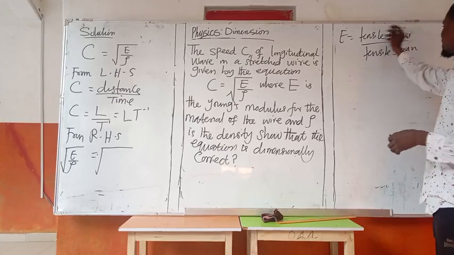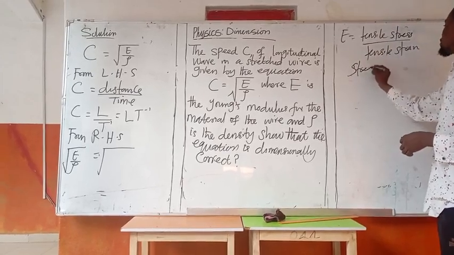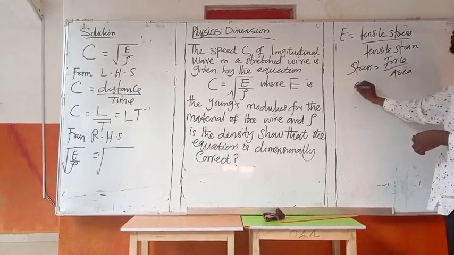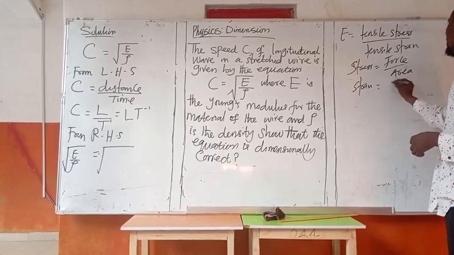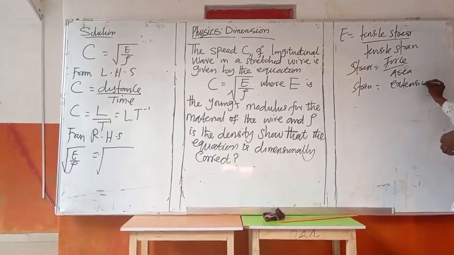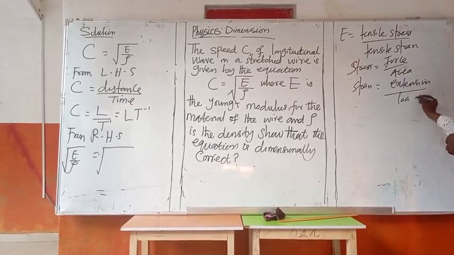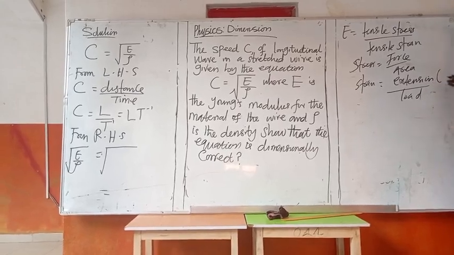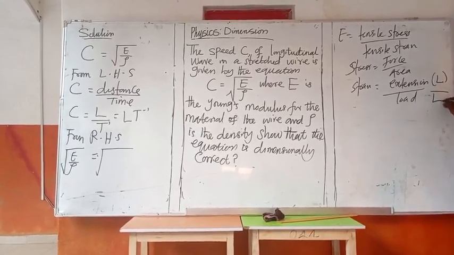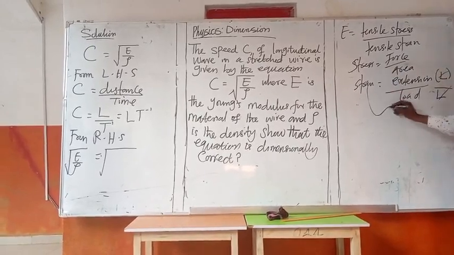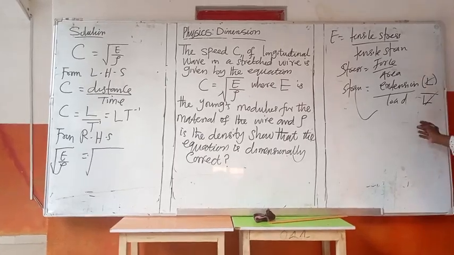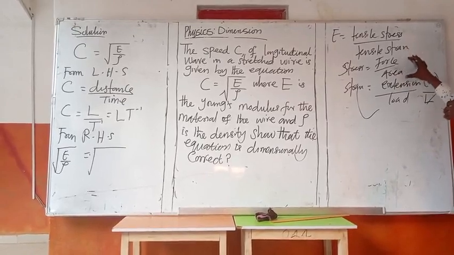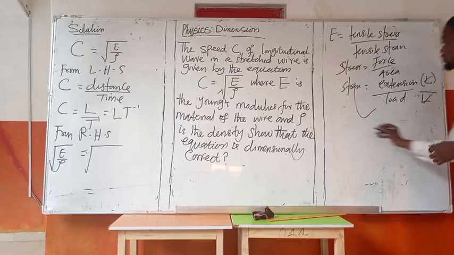And tensile stress is equal to force over area, while strain is equal to extension all over original length. The extension is a length, which means the dimension of extension is L, while that of the original length is also L. They cancel out, which means that strain is dimensionless. It doesn't have a dimension, it doesn't have a unit. Now we come back to stress.